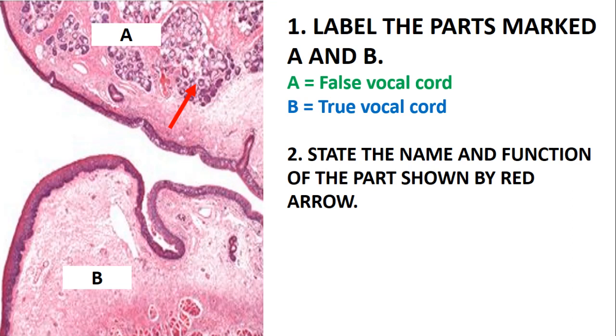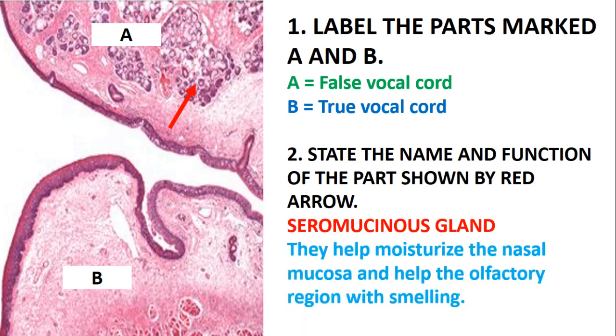State the name and the function of the part shown by the red arrow. So the red arrow is pointing at the seromucinous glands. The seromucinous glands play a role in the moisturizing of the olfactory region, and it also helps this region to be able to detect some smell.